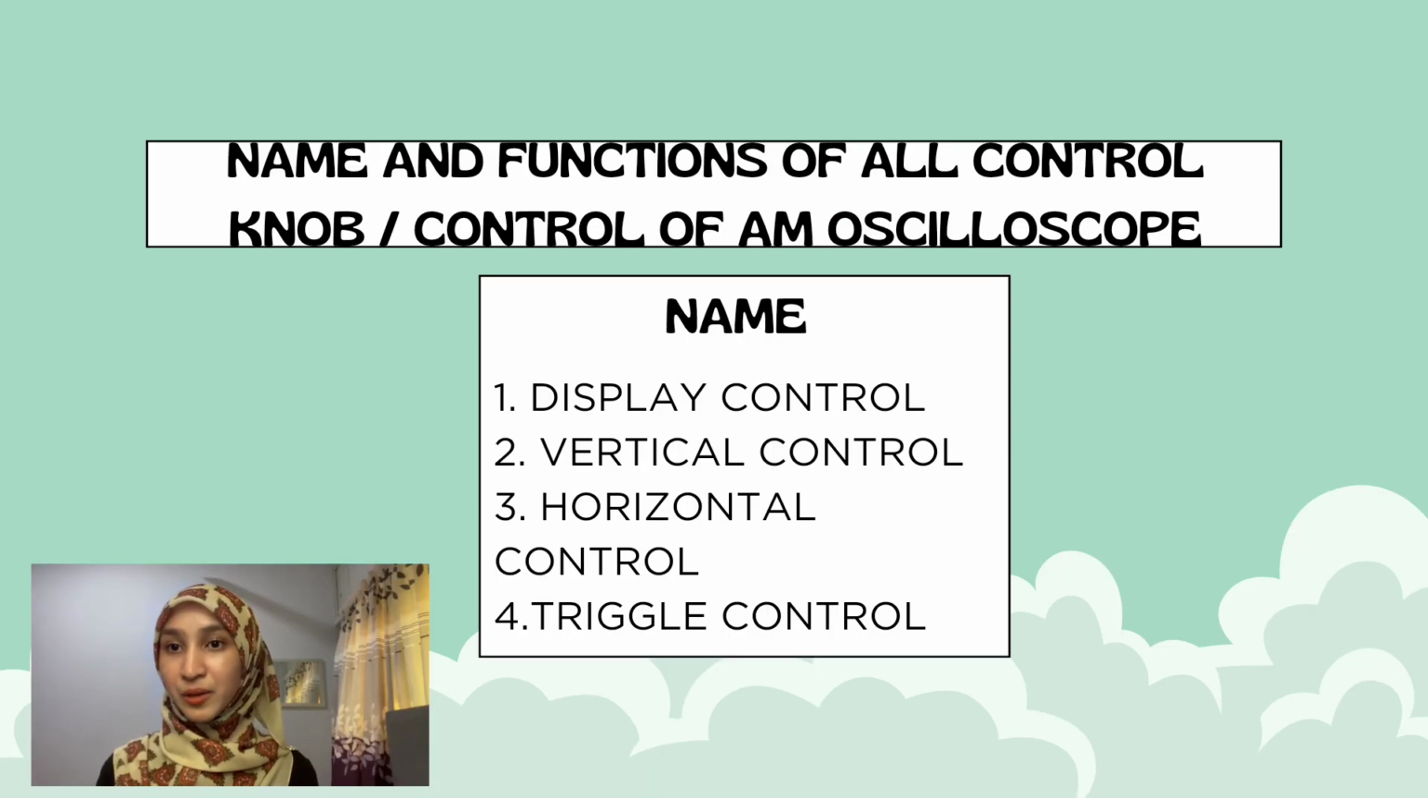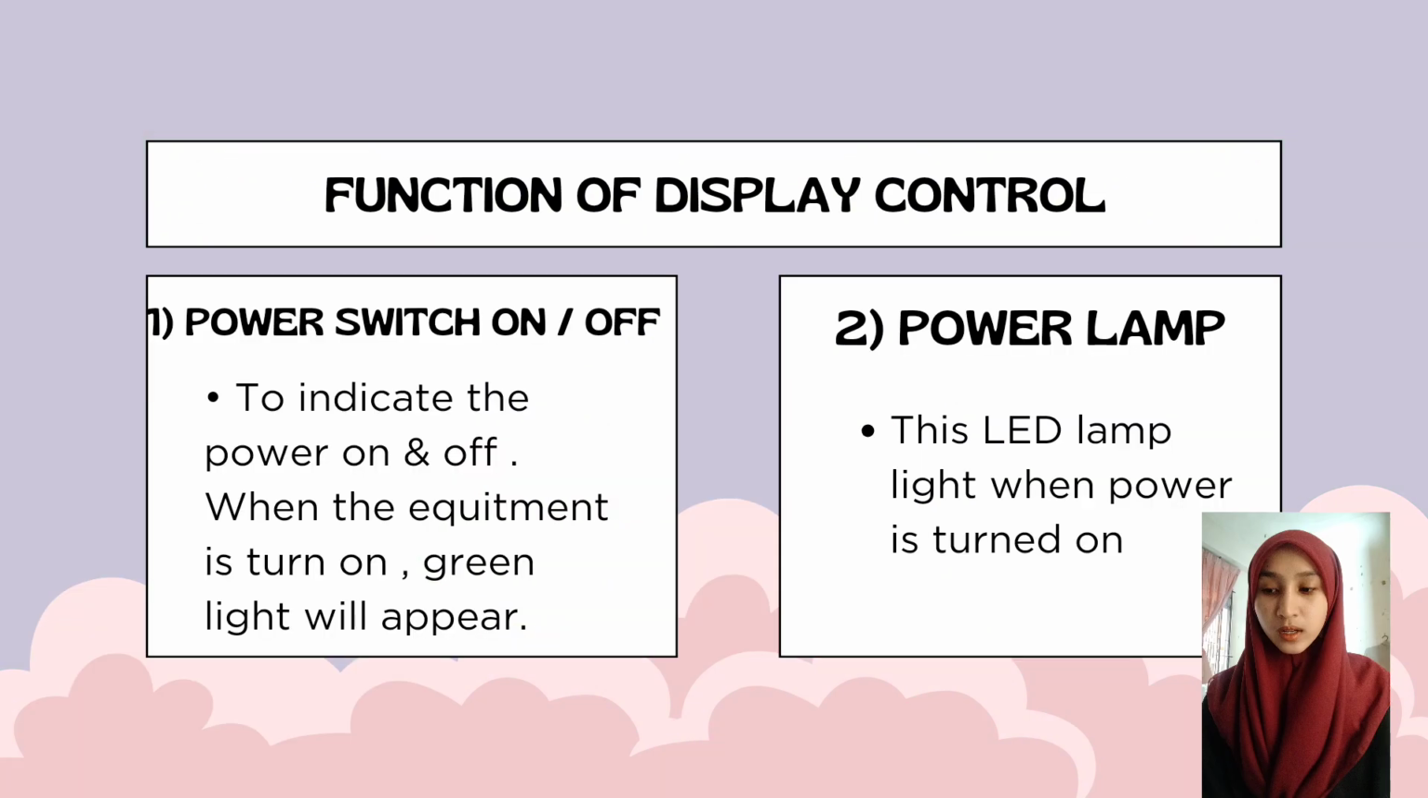Okay, the parts of the oscilloscope are display control, vertical control, horizontal control, and trigger control. The function of display control has 7 items. Number 1 is the power switch, on and off. It indicates the power on and off; when the equipment is turned off, a green light will appear.